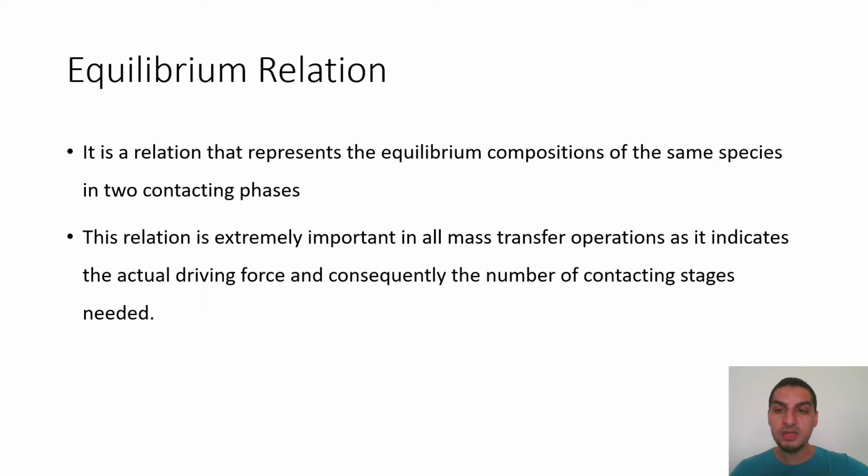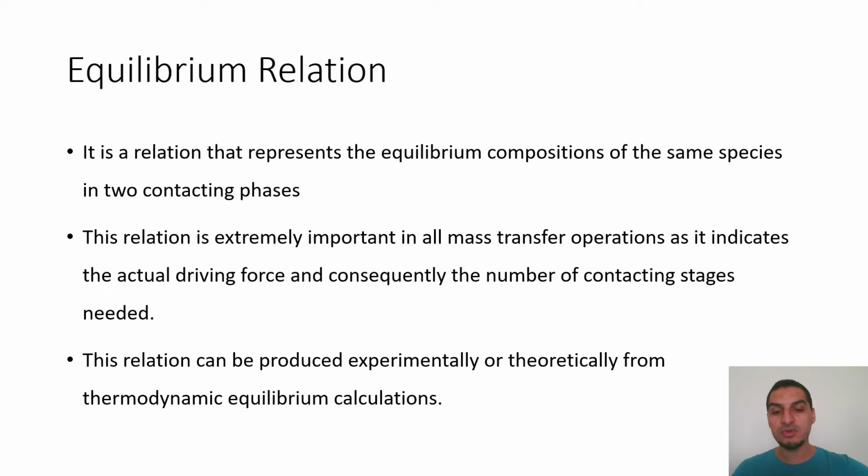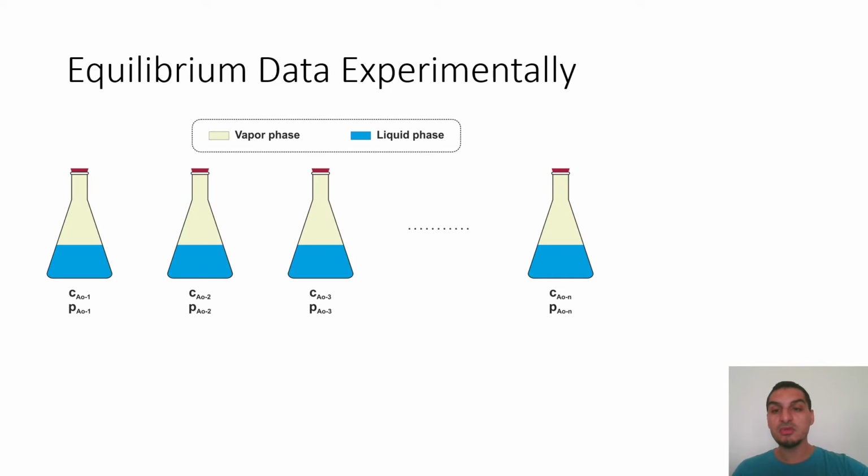Now, this information, this relation, can be got by two main methods. The first is experimentally. We do experiments, we get the concentrations that are in equilibrium, and then we have the equilibrium relation as tabulated data. The other method is from basic theories, from thermodynamics, from physical chemistry. We can get these relations in the form of equations. The first method, which is experimental data, is very simple.